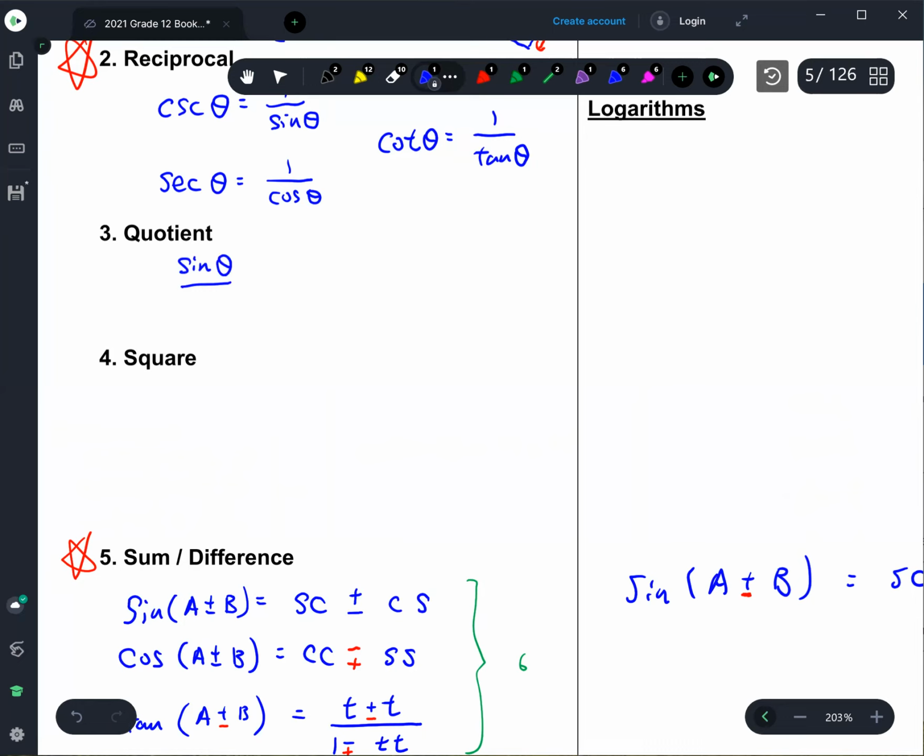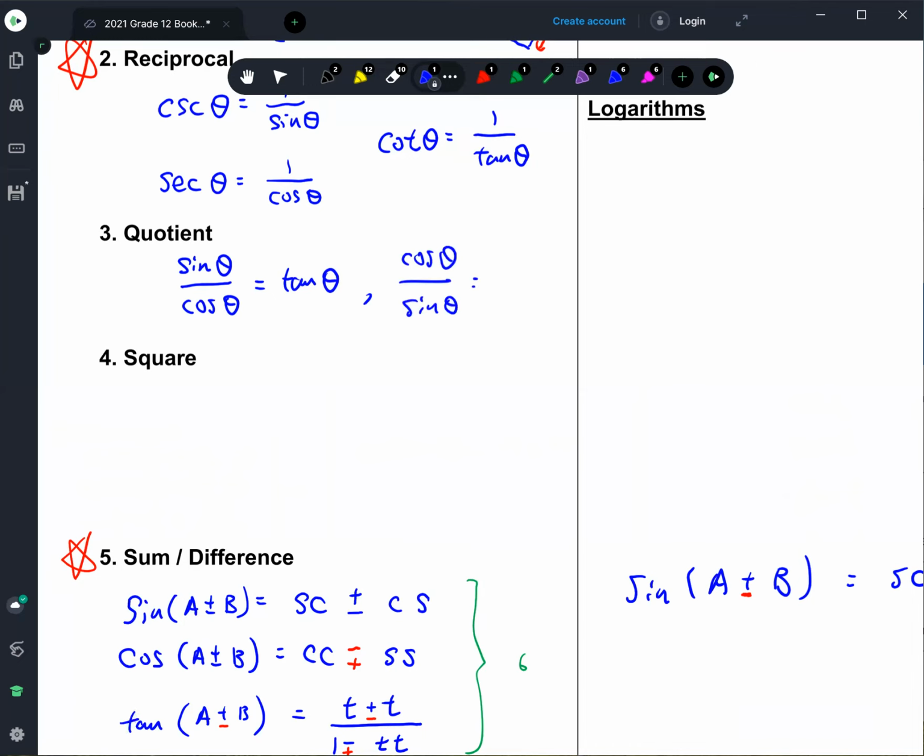Very good. I'm going to use theta instead. So sine theta over cosine theta is tangent theta. And then we have the reciprocal, so you flip it, right? Cosine over sine will equal what?